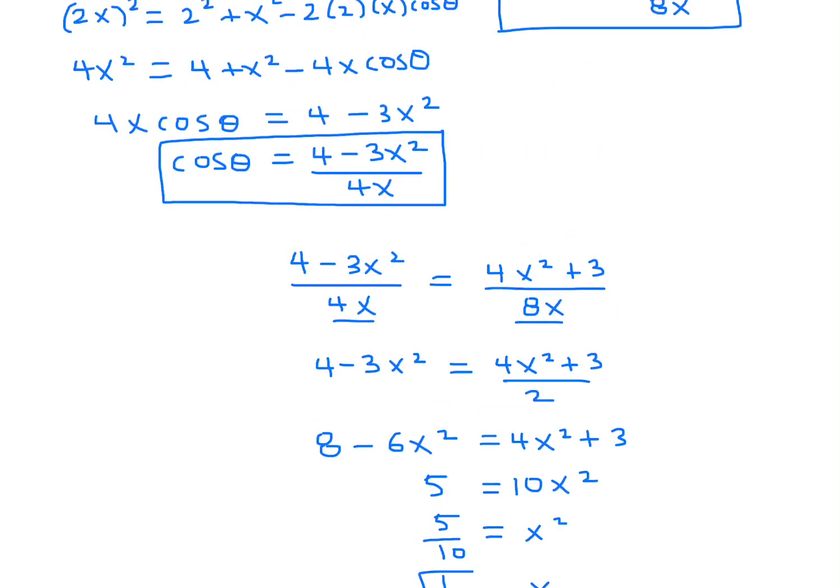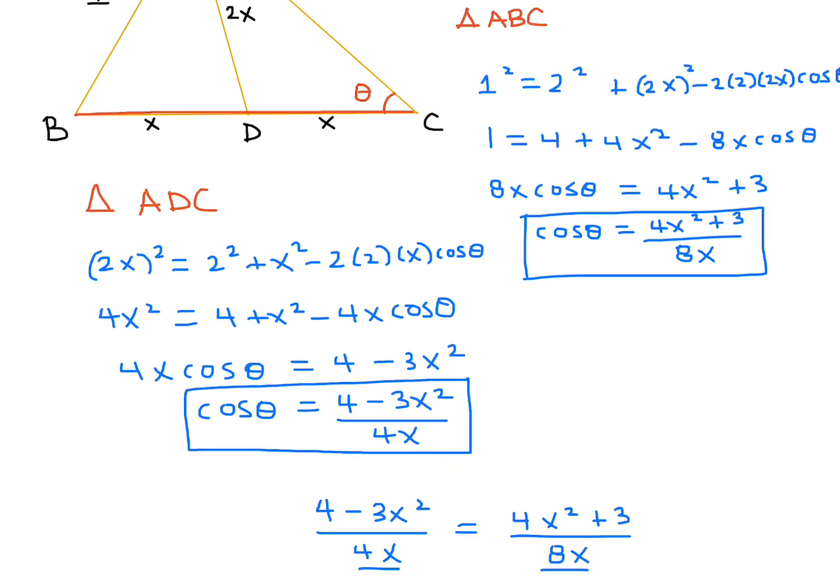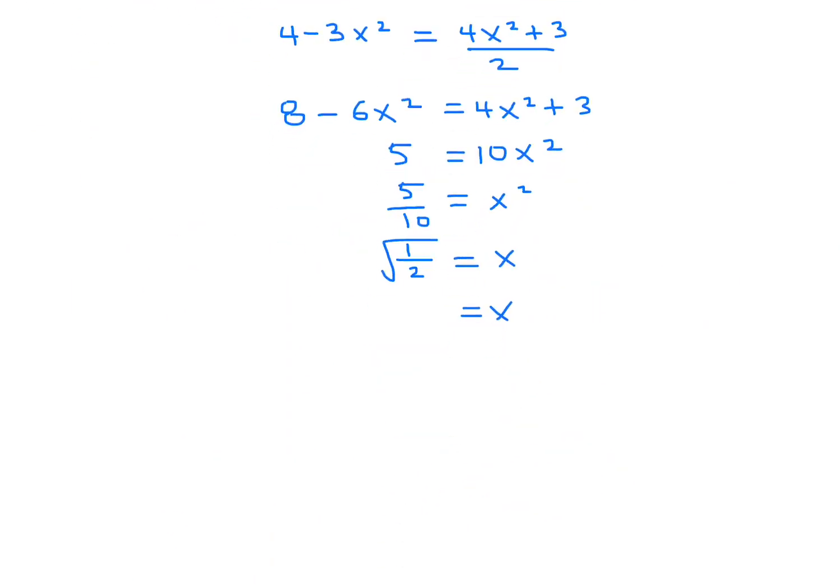So let's see, square root of a half, is that one of the answers? No, it's not. All right, maybe they're rationalizing the denominator. So this is 1 over the square root of 2. Multiply top and bottom by root 2, and you get root 2 over 2 is x.